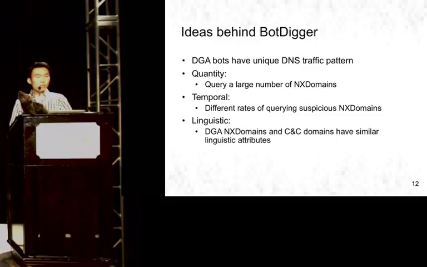So the idea behind our tool, BotDigger, is that there are some unique DNS traffic patterns for DGA bots. We call them quantity evidence, temporal evidence, and linguistic evidence. I will not go into the details on this slide, but I will talk about them in detail in the later slides.